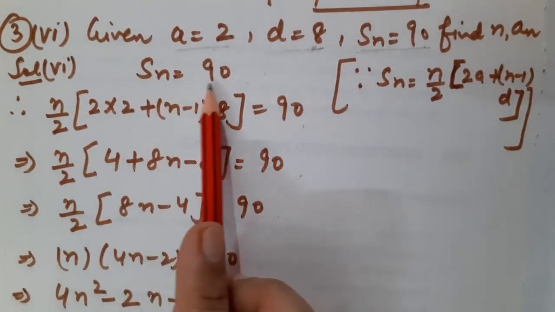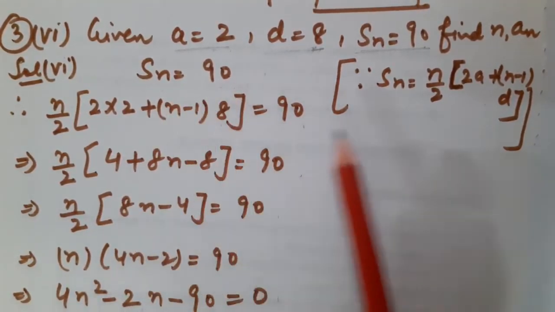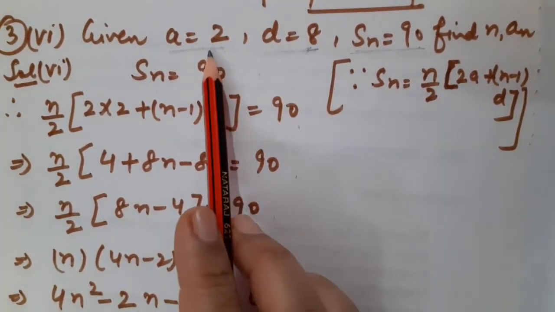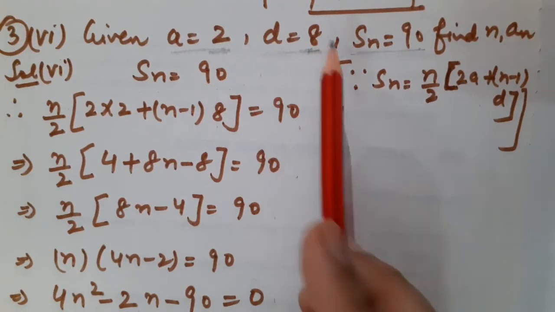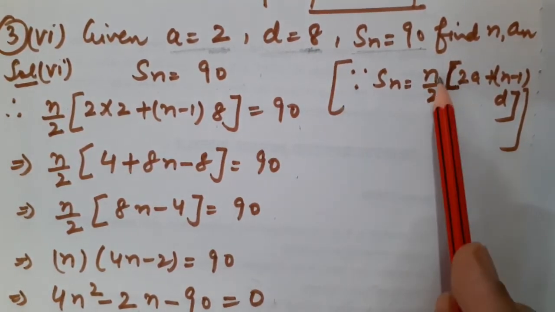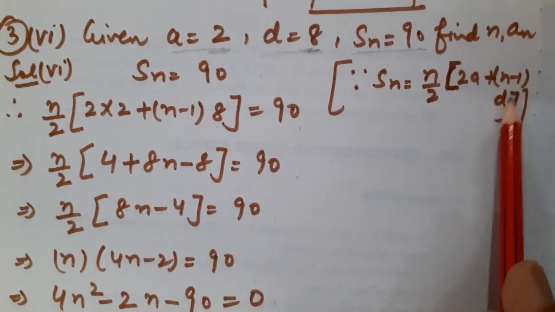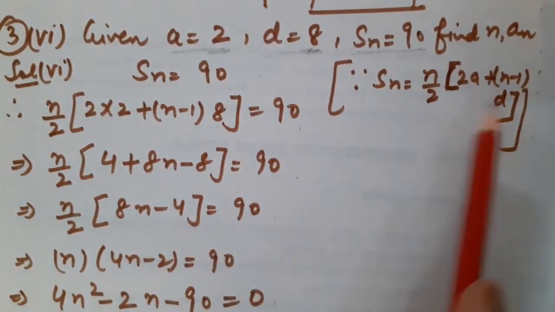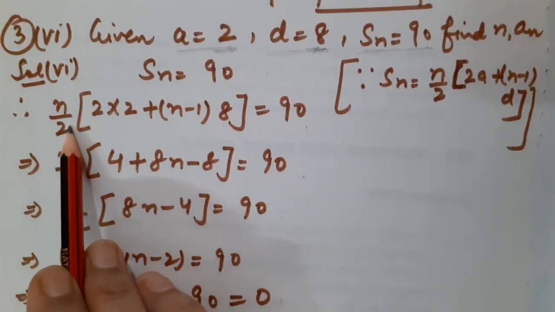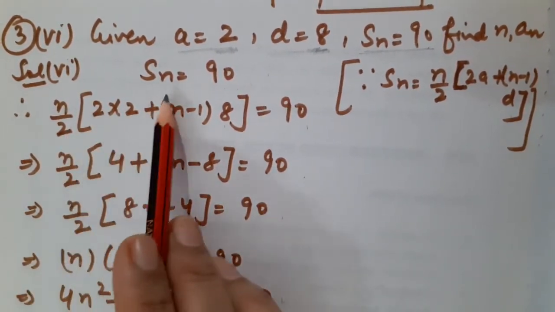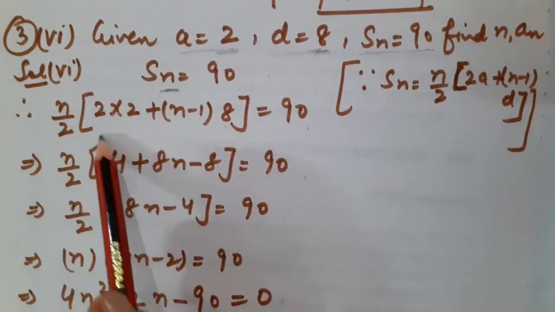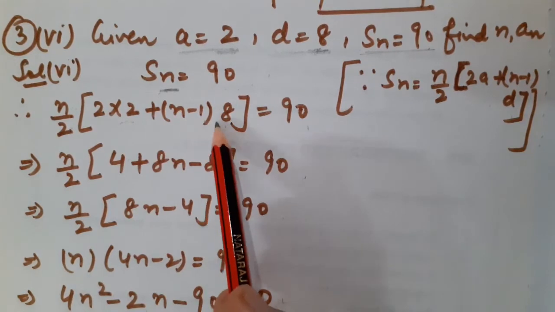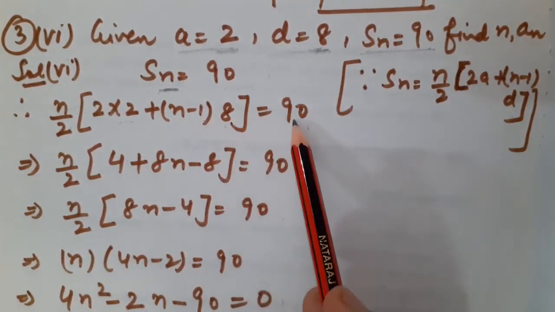So Sn is equal to 90. This has been given. Children, I have just made you learn the formula of Sn. When you know about a, when you know about d also, that would be Sn is equal to n by 2 into 2a plus n minus 1 into d. Substitute the value of a and d in this formula. So it would become n by 2, because n we do not know. Correct? n is n actually. Fine. So 2 into a is 2, plus n minus 1 into common difference 8, is equal to 90.